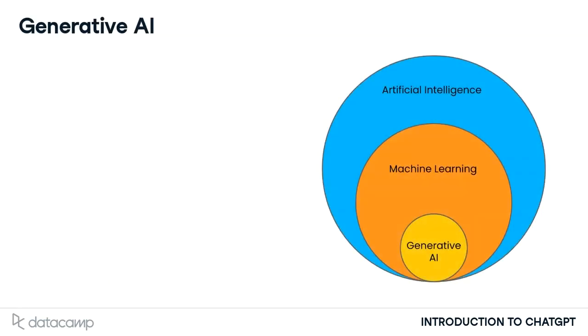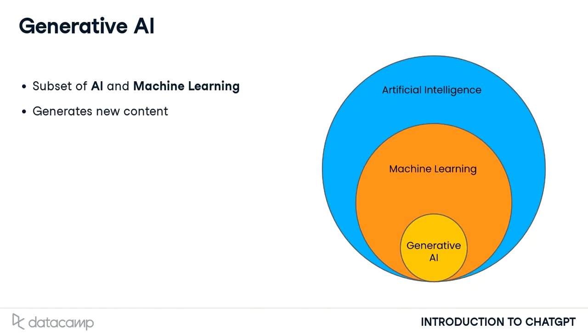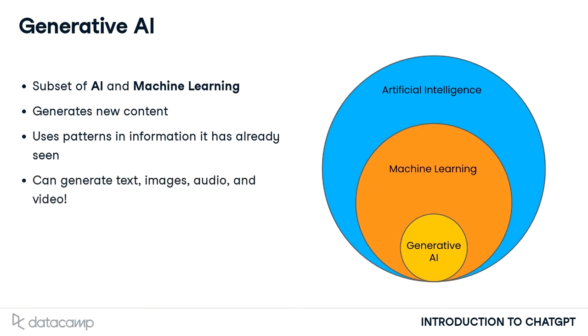ChatGPT is an example of a generative AI model. Generative AI is a subset of artificial intelligence and machine learning, where a model creates new content based on patterns in information it has already seen. In ChatGPT's case, this generated content is text, but other models also exist for image, audio, and even video generation.